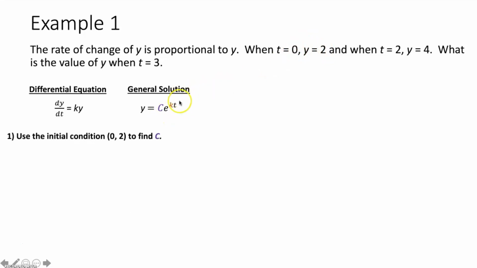So we take 0, plug that in for t, we take 2, plug that in for y. And now we can solve for c. So how do we solve for c? Well, e to the k times 0 is just e to the 0, which is 1. And 1 times c is just c. So c is equal to 2.